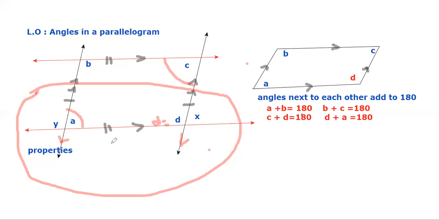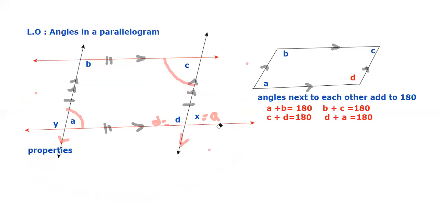Another thing, A is equal to X, because they are corresponding, guys. So A is equal to X. That's the first thing. Now, can you see that A is also equal to C? Let me write first. X is equal to A, by corresponding angles.